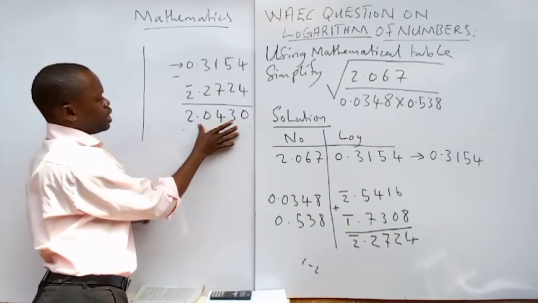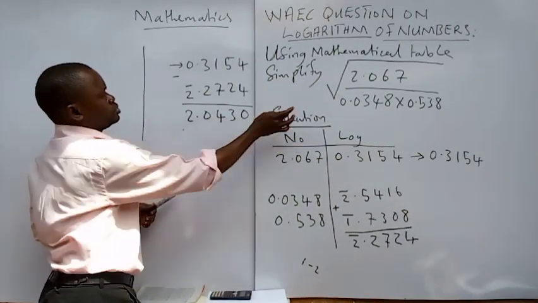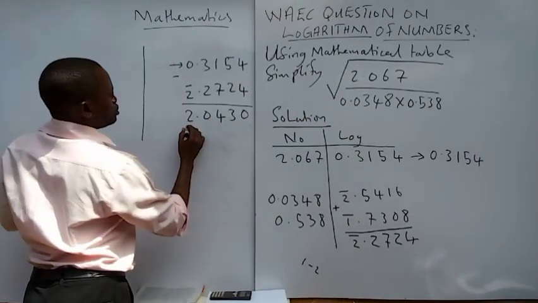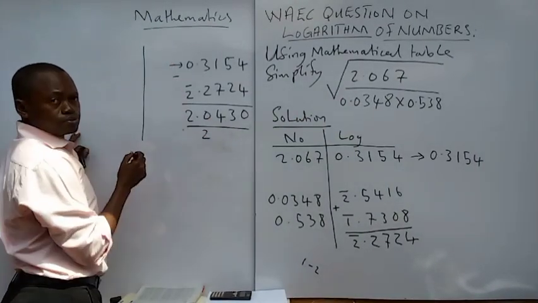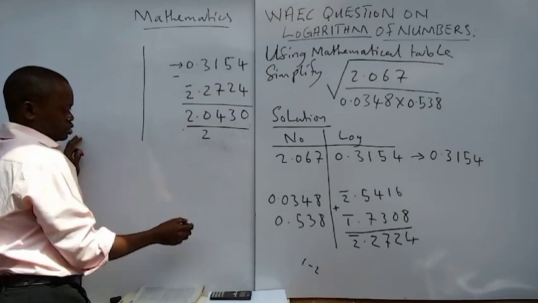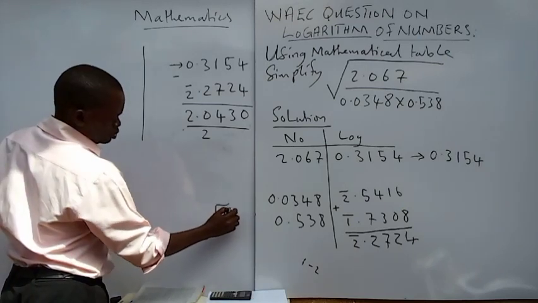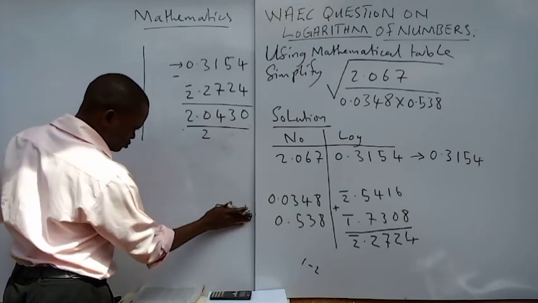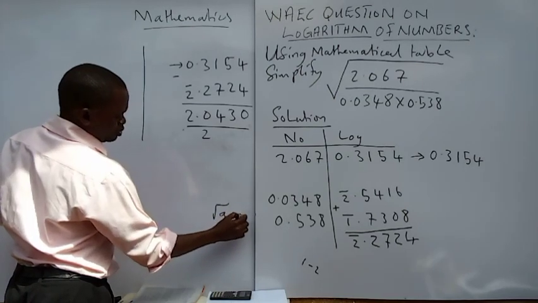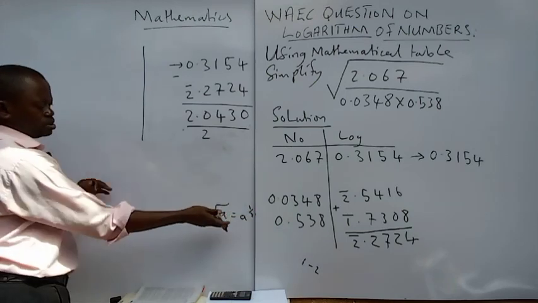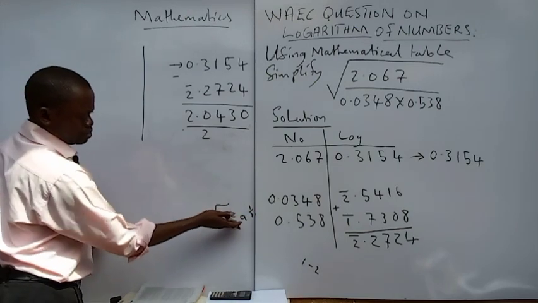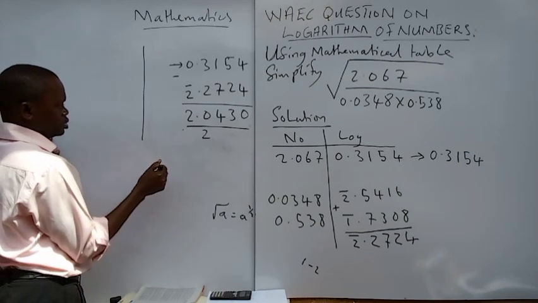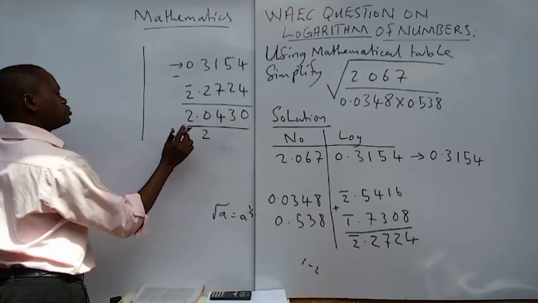So here we are. This root will take effect. This root simply means whatever we have here divided by 2. That's the implication, because square root of a is equal to a raised to power 1 over 2. This is an indices issue; when we come back to indices, we will handle that. So 2 divided by 2 is 1.